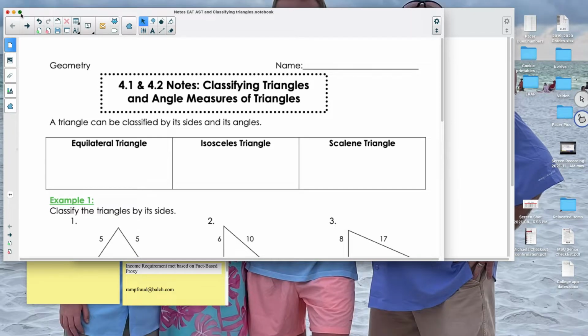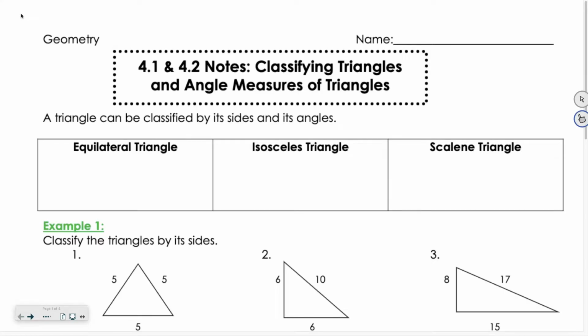Okay, so most of what we're going to do today, you have probably already heard at some point. I may add a few things that you are not aware of, but we're going to talk about classifying triangles. We're going to talk about the triangle sum theorem. We're going to talk about the exterior angle theorem, and we're going to talk about isosceles and equilateral triangles and solving using what we should know about those two types.